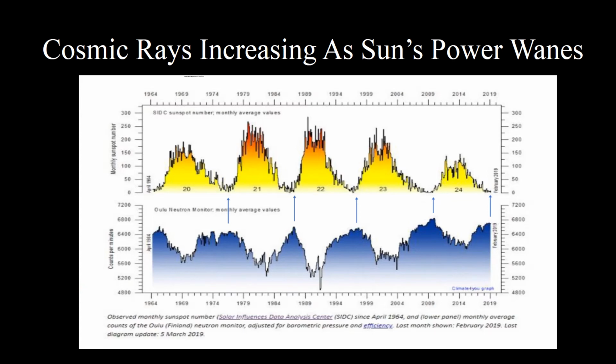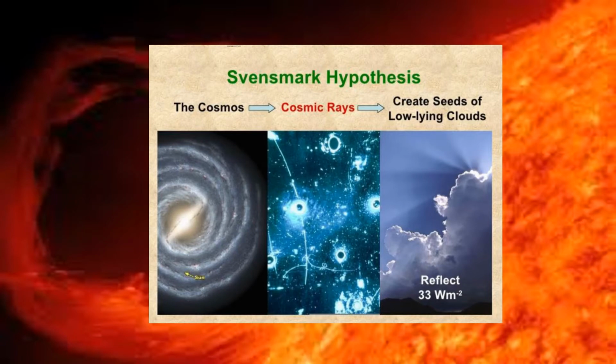Cosmic rays have been coming into the Earth. This is important because the Sunspot hypothesis states that these cosmic rays have an ability to create seeds to form low-lying clouds, and these clouds increase the albedo effect, the reflectivity. They reflect a lot of sunlight. So you recall that our decrease in total solar irradiance was about 3 watts per square meter. A cloud can reflect about 33 watts per square meter, so it can have a big effect on climate.